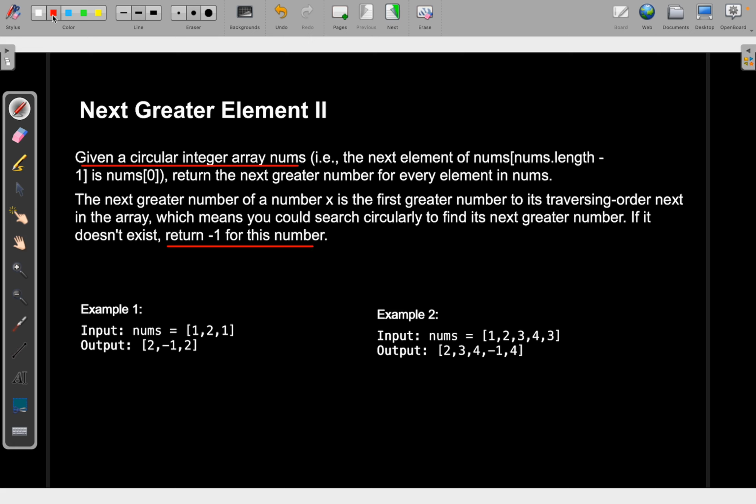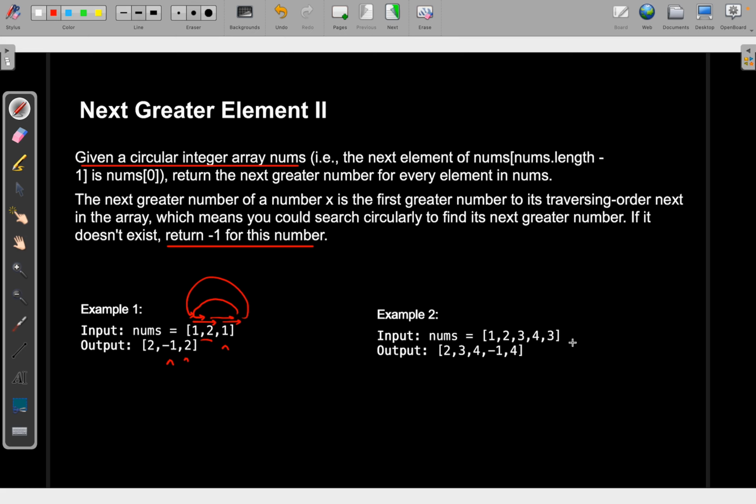So here you can see for the first 1, what is the next greater? We have 2, so that's why the answer is 2. For 2, if I search from here through a complete circle, even till here, I'm not able to find any number that is greater than 2. So that's why we have -1 for it. And for the last 1, we don't have any number greater than 1 here, but this is again a circular array, so we have 2 here. So that's why the answer is 2.